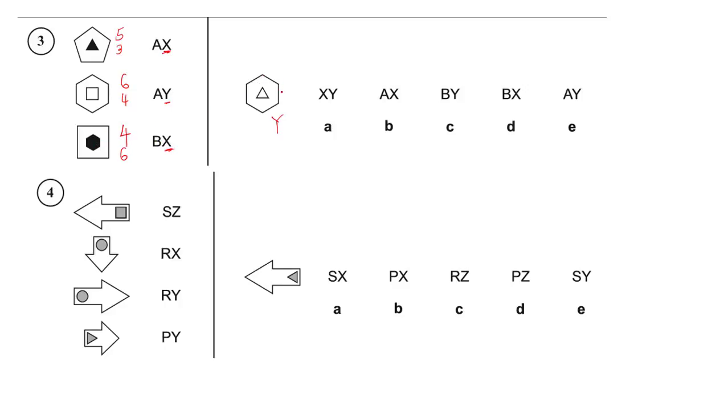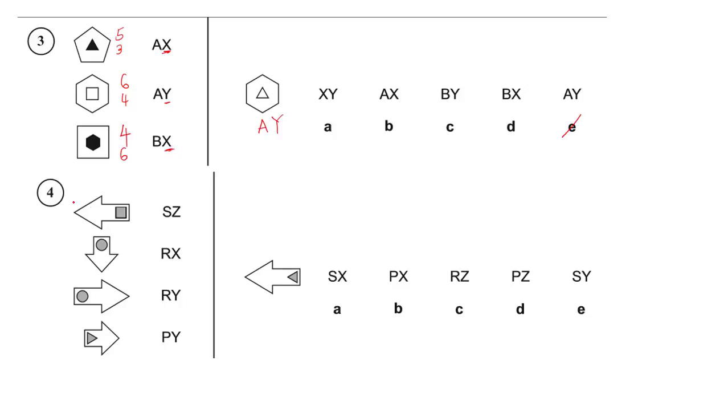With this one, I can see that the shape outside, the hexagon, has got more sides than the shape inside, which means it's going to be what? It's going to be A, right? So that's going to be AY. So the answer to that should be E.